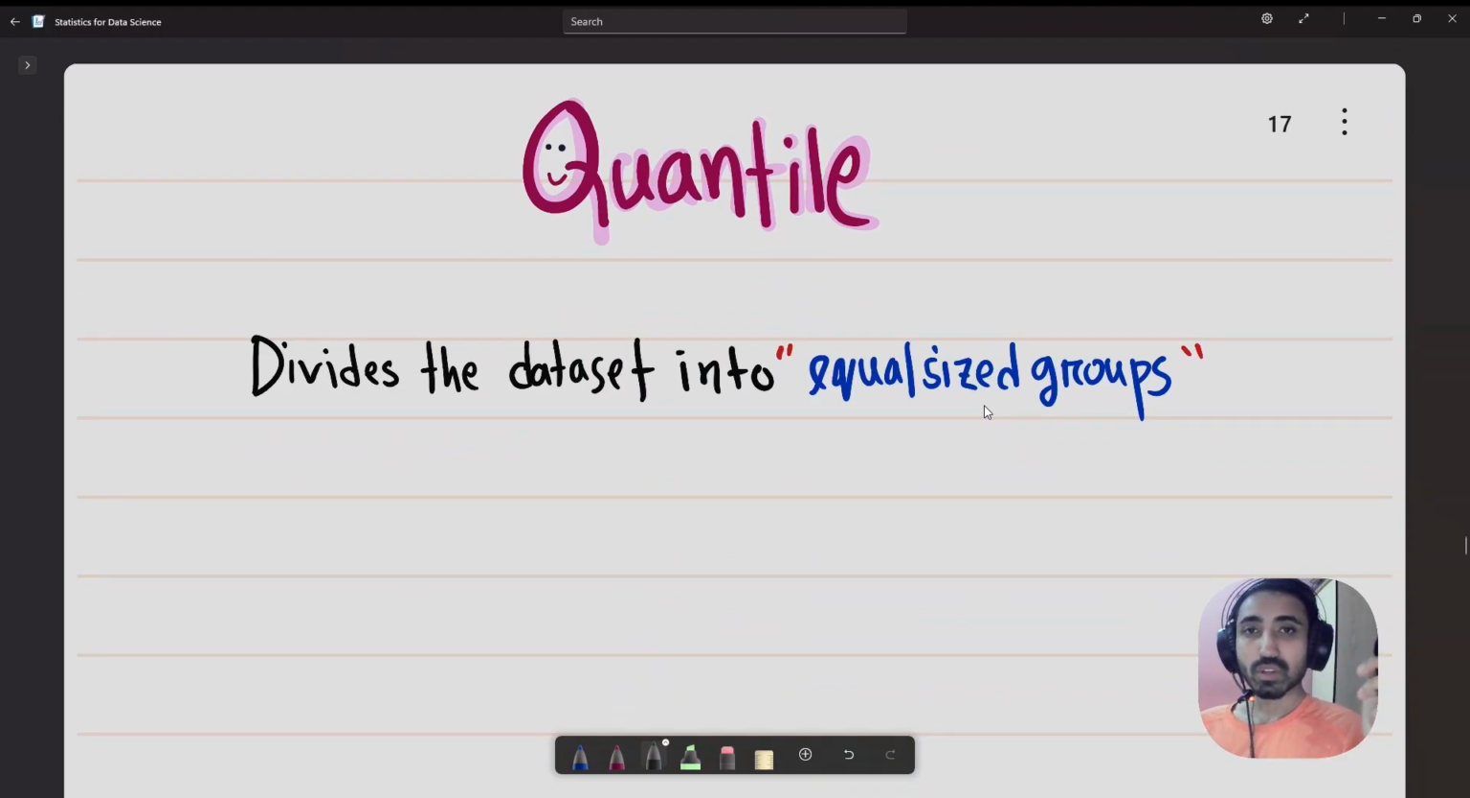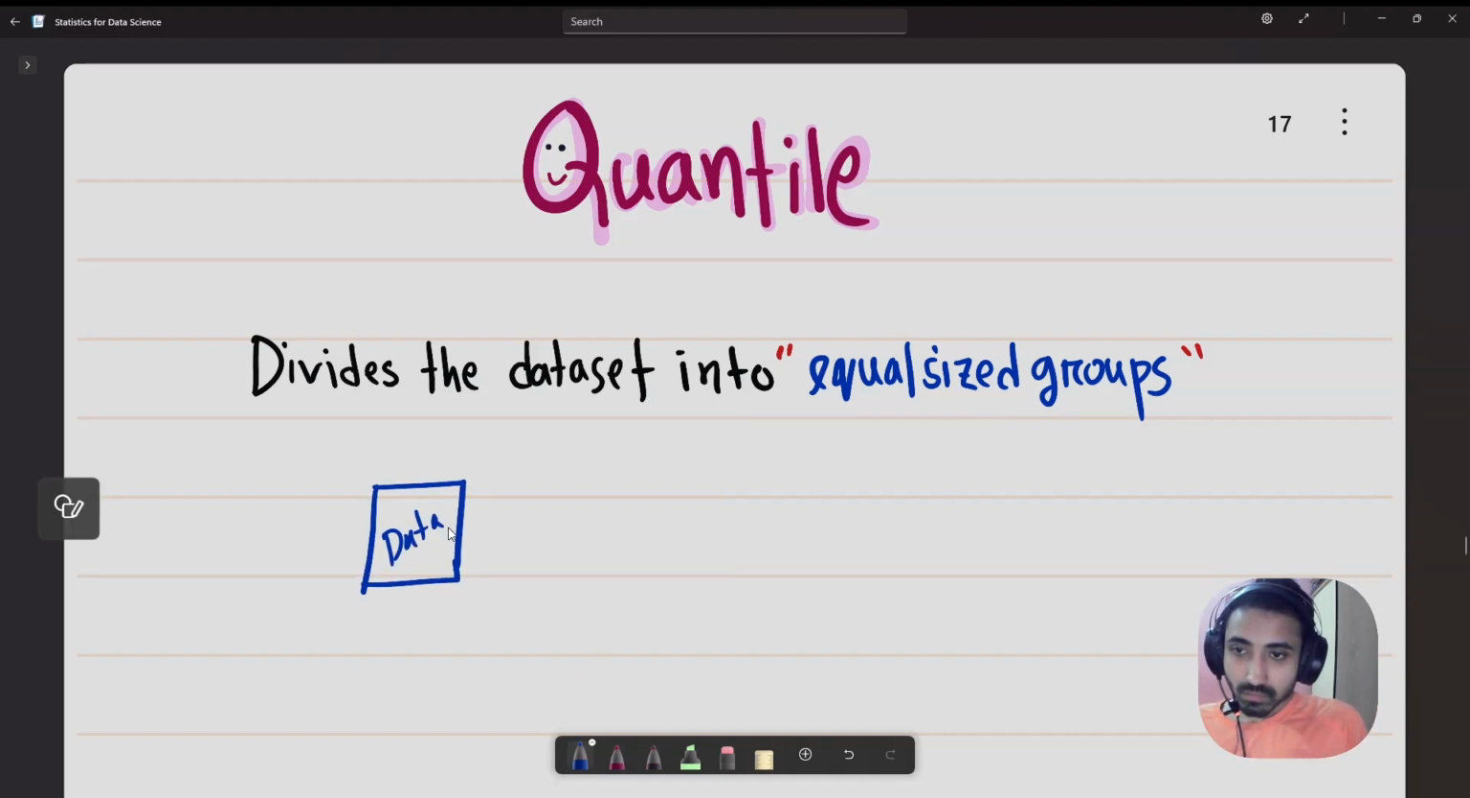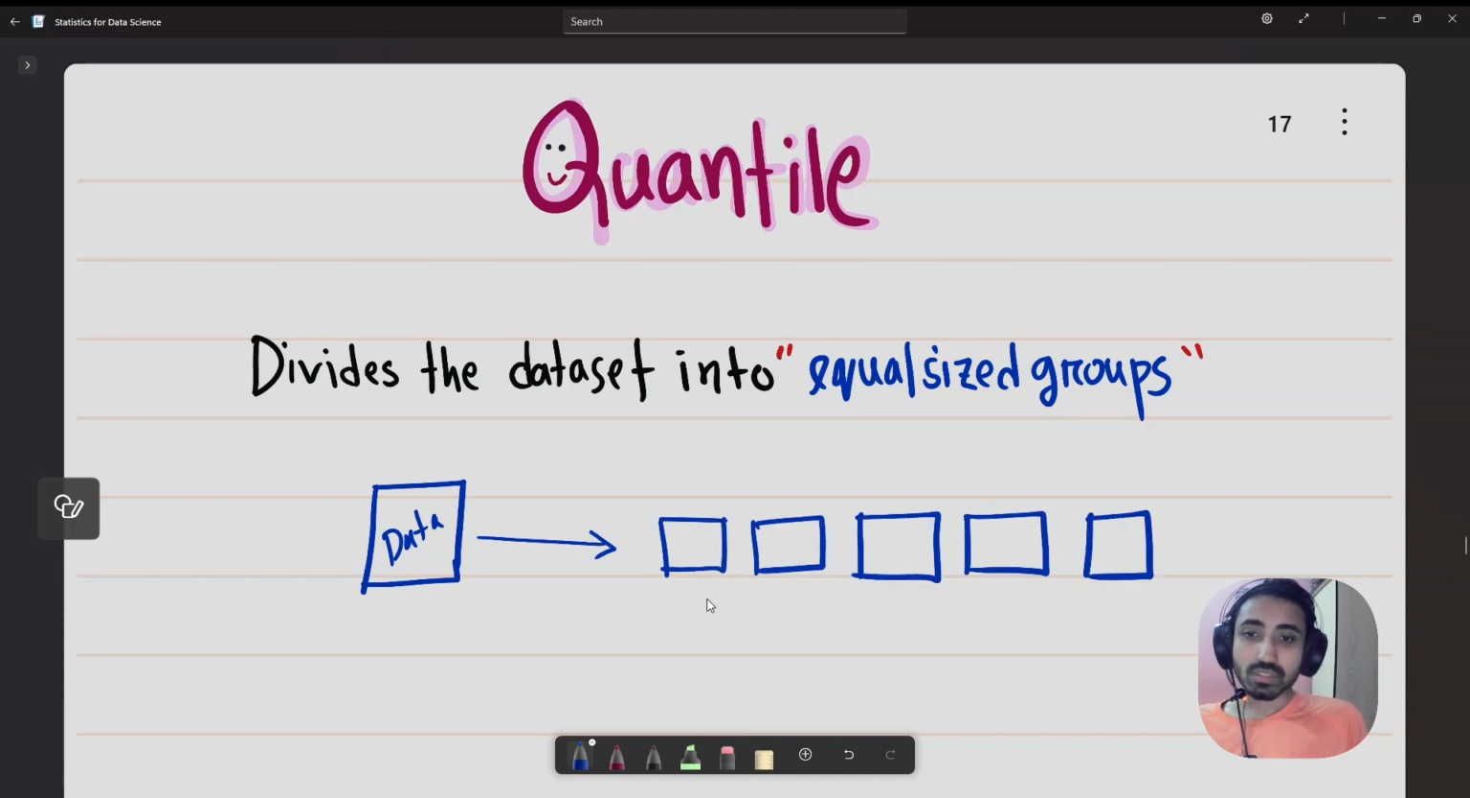Now, what is quantile? Quantile is a measure that divides the dataset into equal sized groups or chunks. Let's say this is a dataset, and we have divided the data into 5 equal chunks. So these are all equal chunks, and this is what quantile does. Quantile divides the dataset into equal sized chunks.